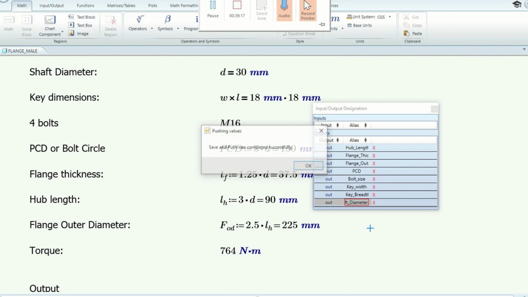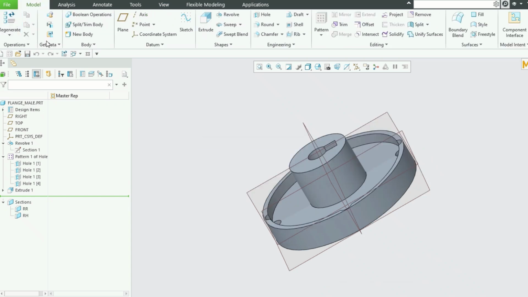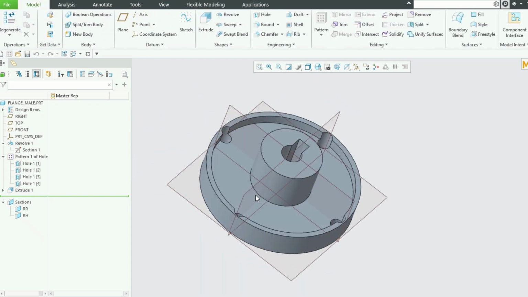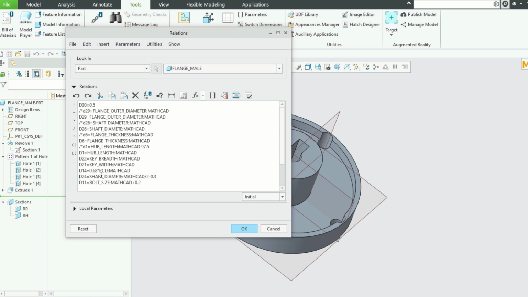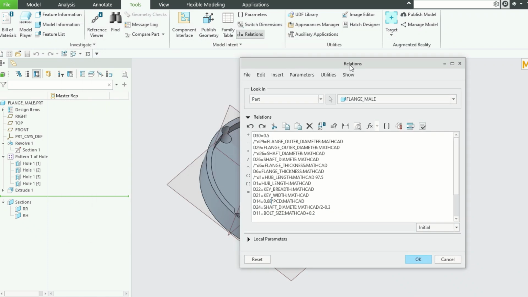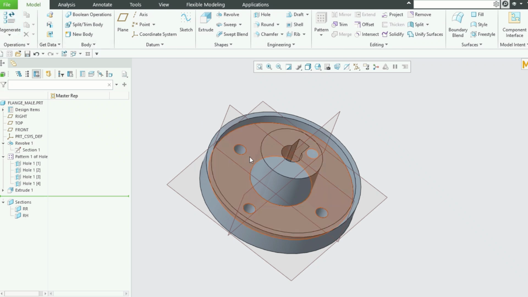Okay, save and push. Okay, go back there and regenerate the model. Yes. Okay, now again the PCD we have changed. Tools, relations, PCD is 6. We have reduced by 0.5. That means it's almost like half of the circle diameter. Regenerate it. Yes.